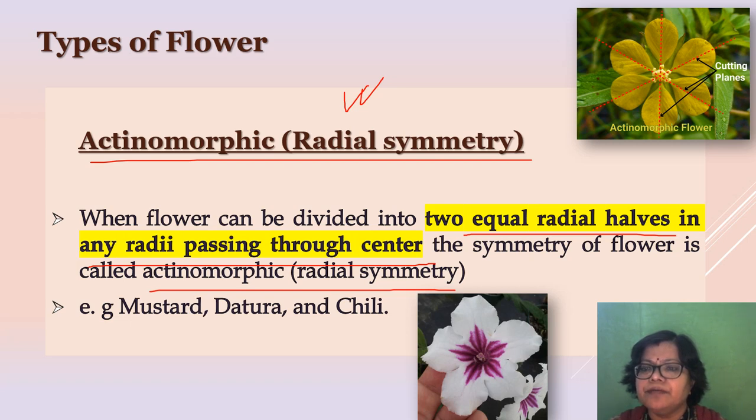The flower can be divided into two equal halves. If the cutting plane is this one, then these two will be equal, and if the cutting plane is this one, then this part and this part will also be equal, and if the cutting plane is this one, then also this part and this part will be equal. That is the radial symmetry. That is, the flower can be divided into two equal radial halves in any radii passing through the center, right? Mustard, datura, chili. Any radii passing through the center, it will be divided into two equal halves.